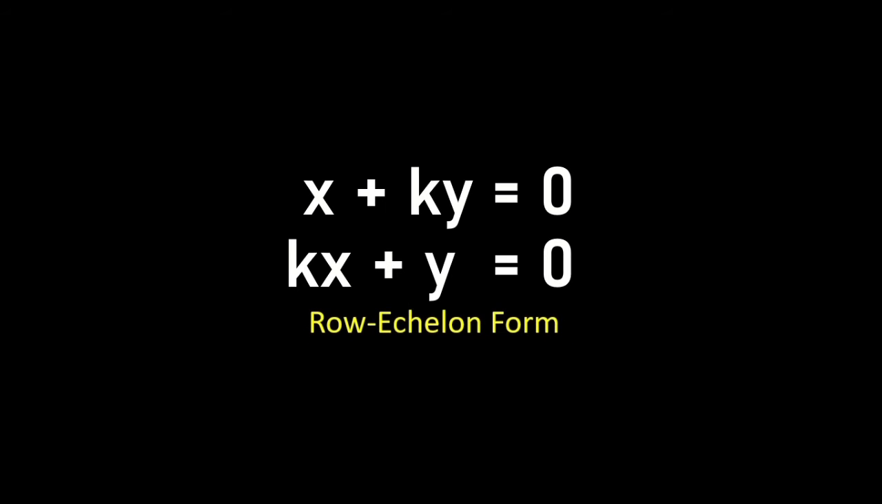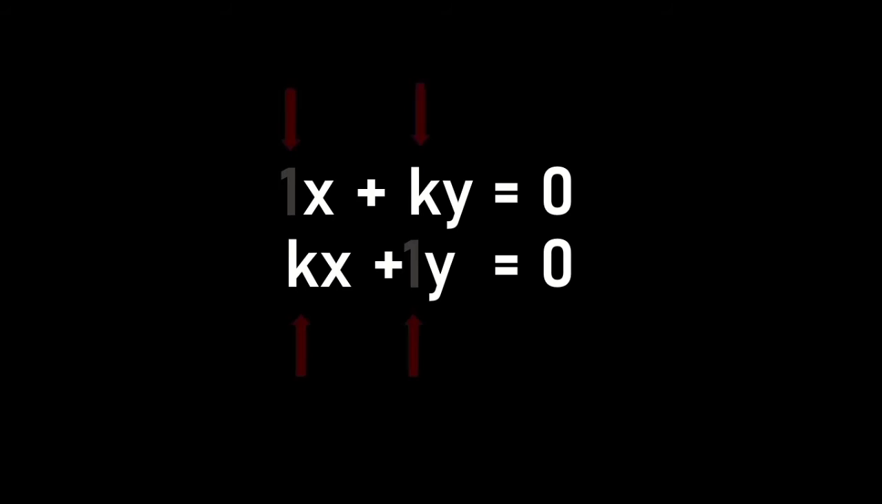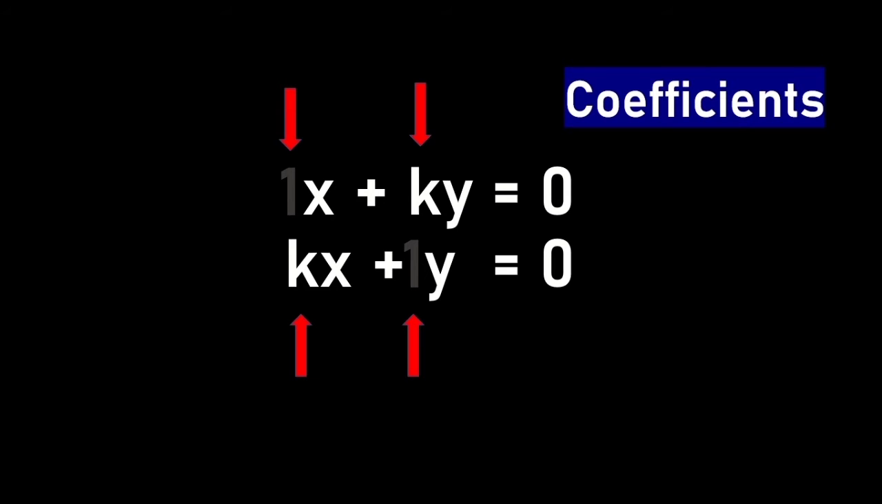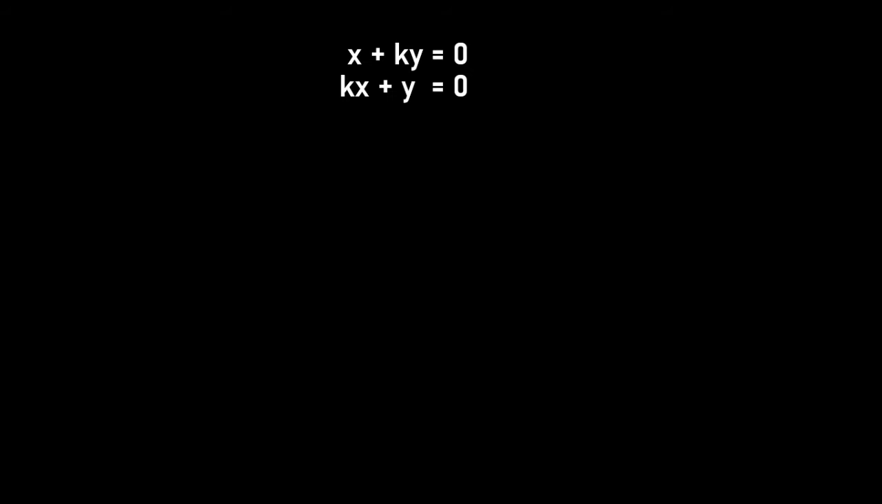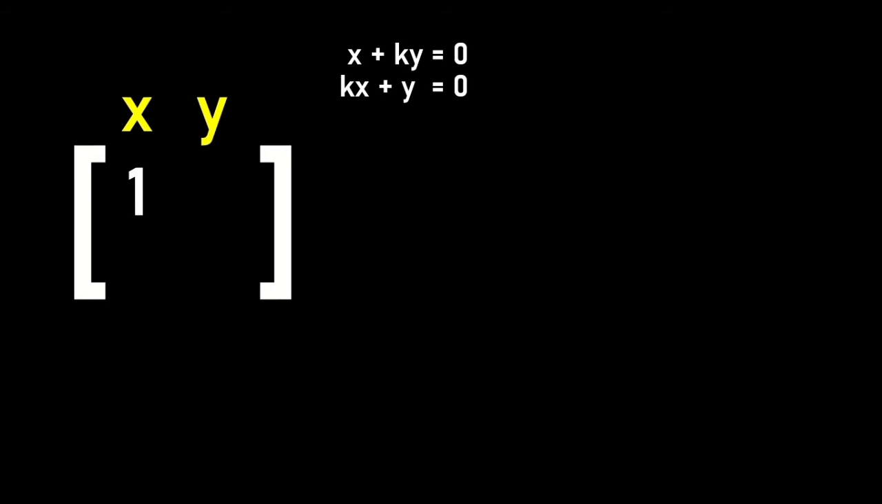The first thing to do is reduce the system to row echelon form, and for that we need to focus on the coefficients of the equations. We only have two variables, x and y. The coefficient of x is 1 and the coefficient of y is k in our first equation. In our second equation, the coefficient of x is k and the coefficient of y is 1.